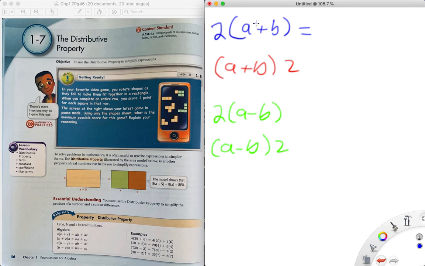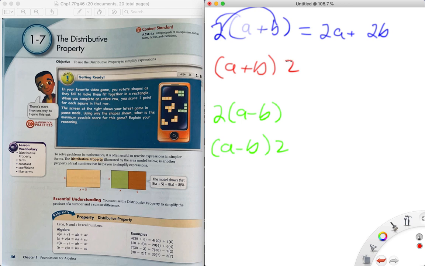What using the distributive property is, it's multiplying whatever is inside the parentheses by whatever is outside the parentheses. There are two facets to the distributive property, but one of them is multiplying what's inside the parentheses by what's outside. So in the case of the first one, I'm going to multiply 2 times a, which is 2a. I'm going to multiply 2 times b, which is 2b. And since inside the parentheses there was an addition sign, that addition sign carries through. My answer is 2a plus 2b.